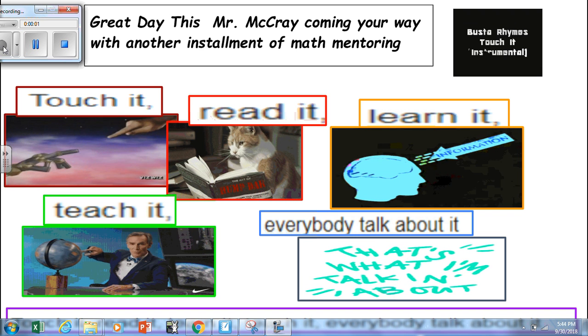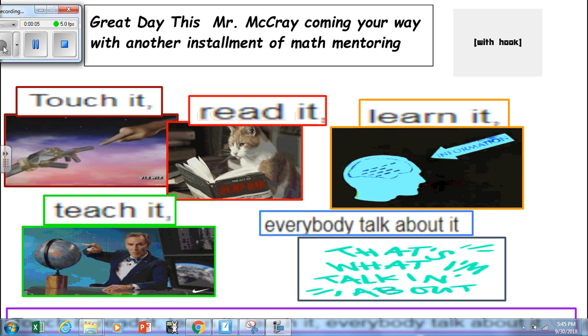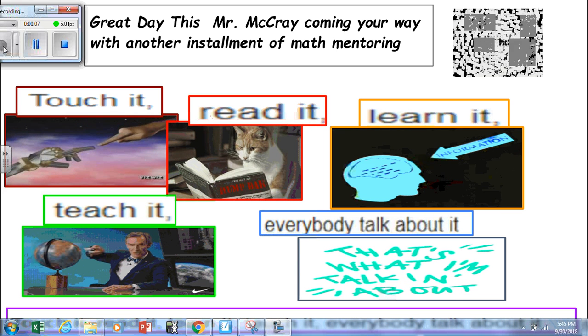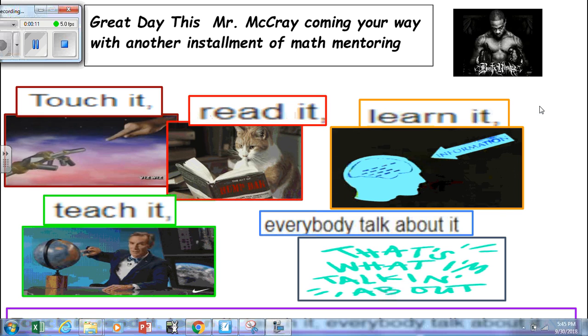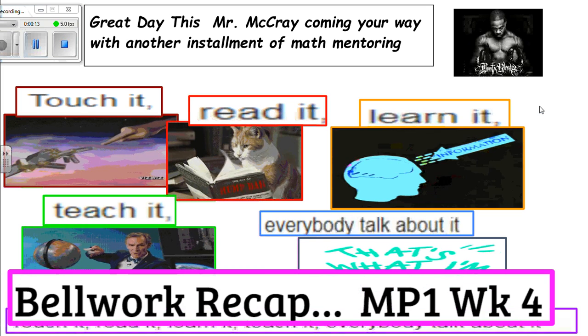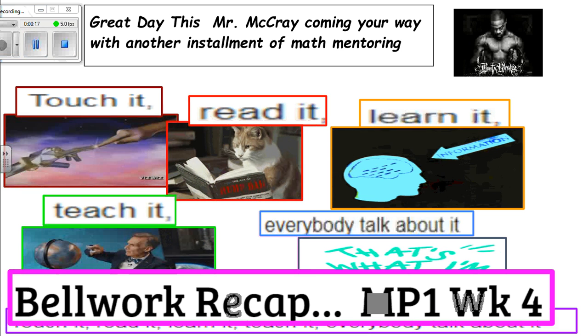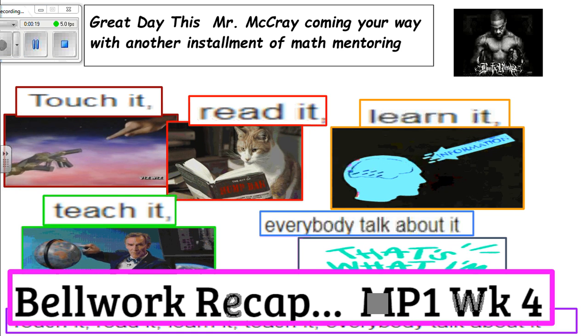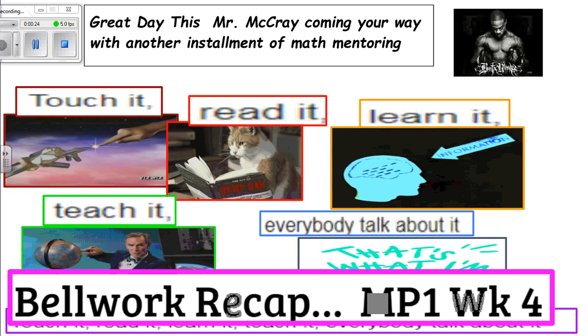We're going to look at all of the bell work that we've done over the past week so that we can internalize it, be able to understand it, so that we'll be able to use it for our weekly assessment on Wednesday. So let's jump into it. All right. So here's a track we're going to use. All right. So let's take a look.